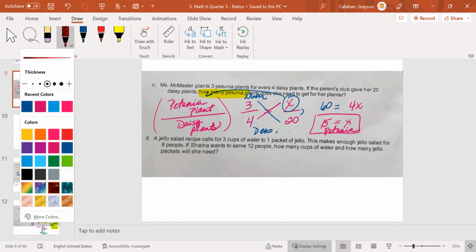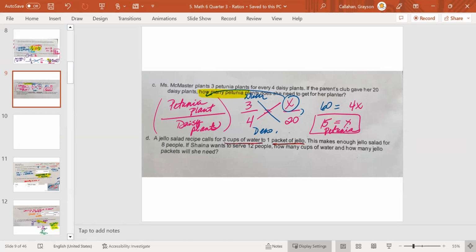A solid recipe calls for 3 cups of water to 1 packet of Jell-O. That makes enough tomato salad for 8 people. If Shayna wants to serve 12 people, how many cups of water? How many Jell-O packets will she need? Okay. Cups of water is the numerator. What's the denominator? 1.